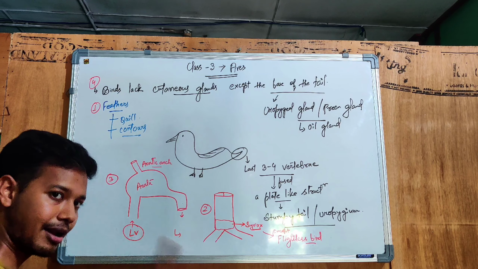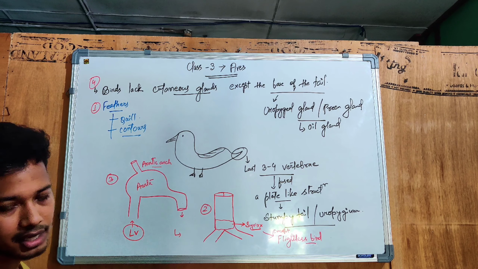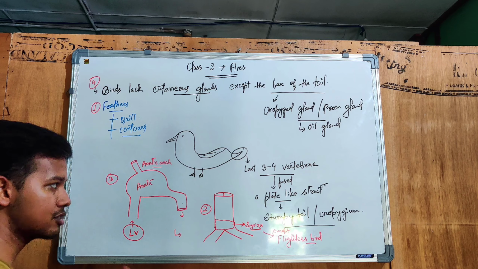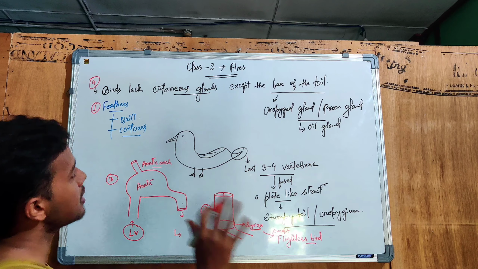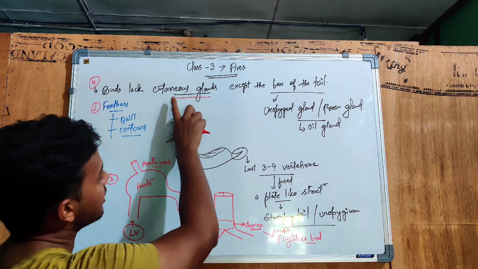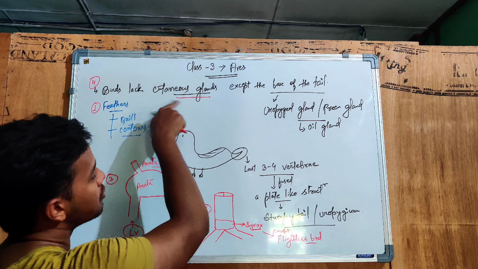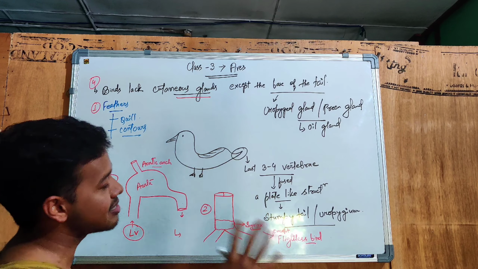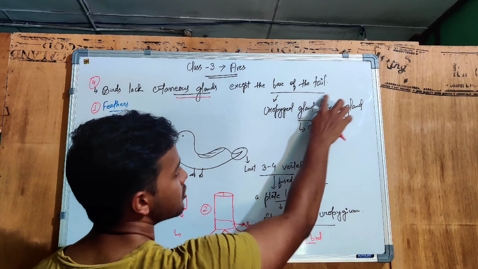They have only 1 aortic arc, we have 3 aortic arc present. So that is point number 3, you should know. Point number 4 is that their skin does not have any glands present. Hence I have written birds like cutaneous gland. Cutaneous one is skin gland. So they do not have glands in their skin except for the base of the tail region.